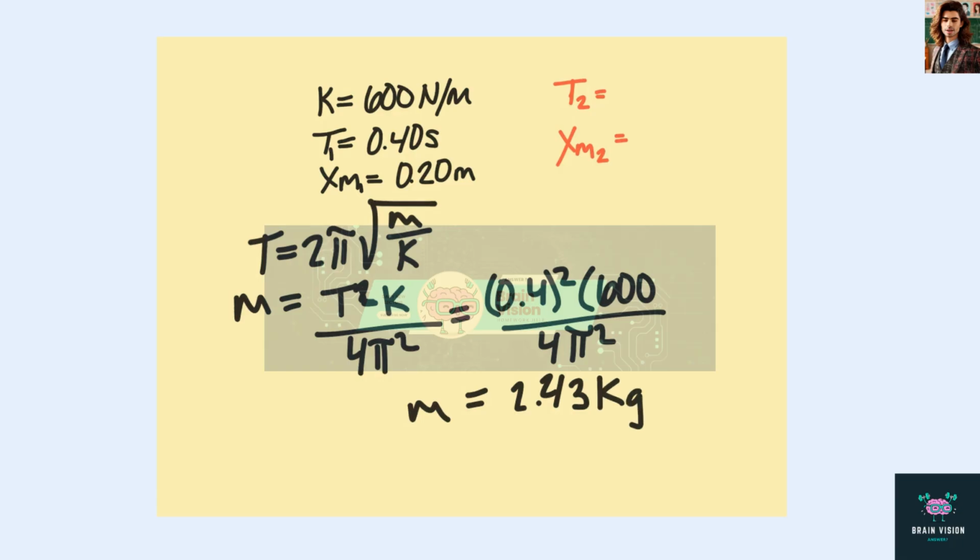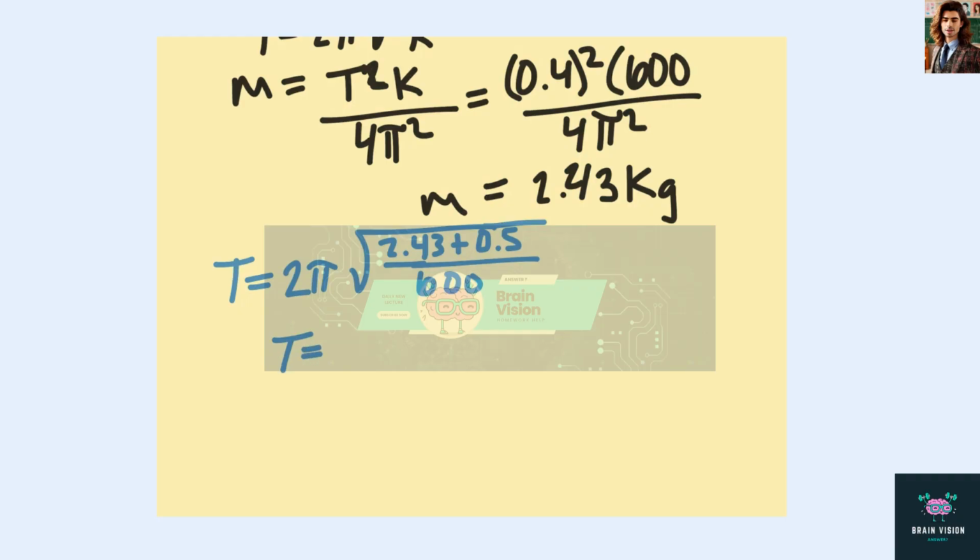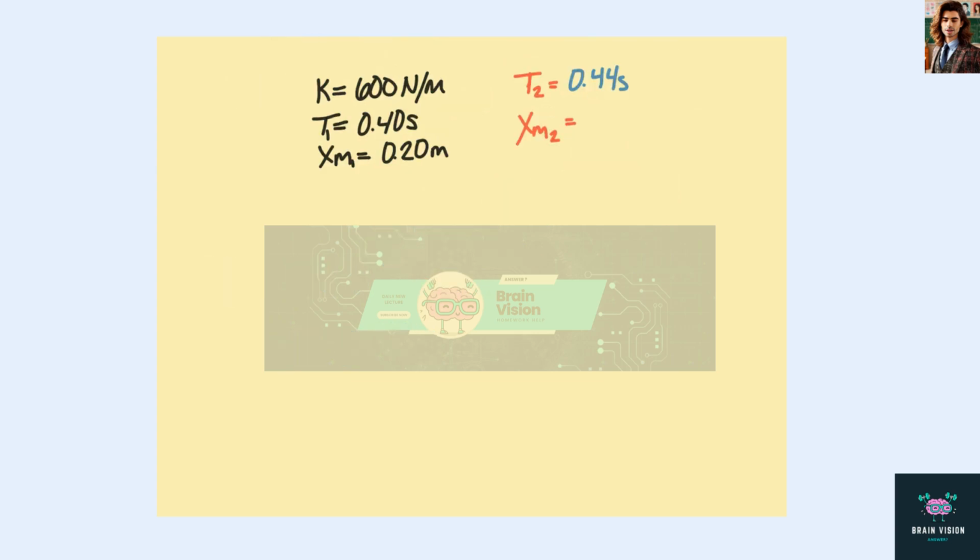And we get that our mass equals 2.43 kilograms. So now if that's the original mass of the block, then to find our new period, we're going to take the mass of the block plus the mass of the putty. So our new period is going to be T equals 2 pi times the square root of 2.43 plus 0.5 divided by our spring constant of 600, and we get that our new period equals 0.44 seconds.